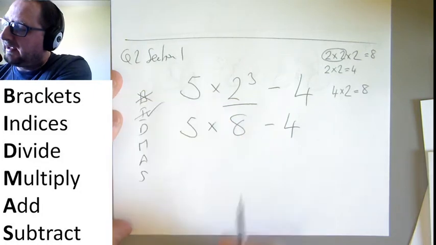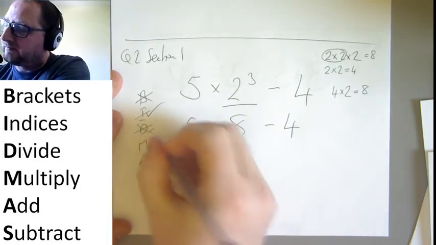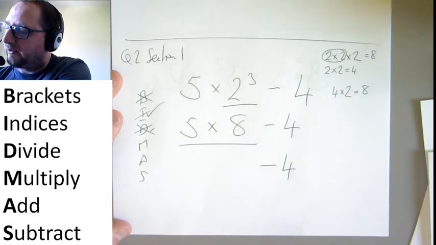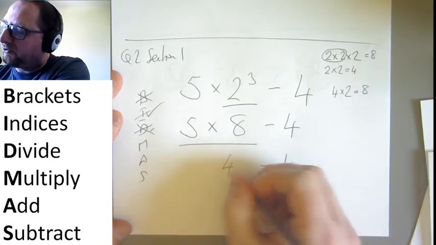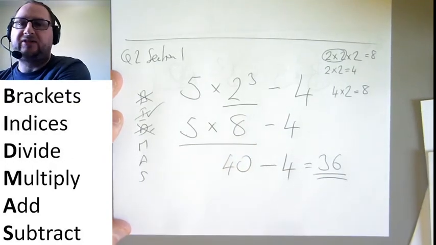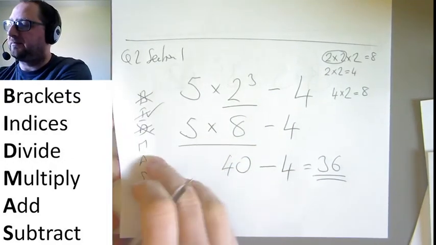Are there any divisions? No. Are there any multiplications? Yes. So I drop the minus 4 there. And 5 eights are 40. Take off the 4, 36. Final answer for question 2, 36.